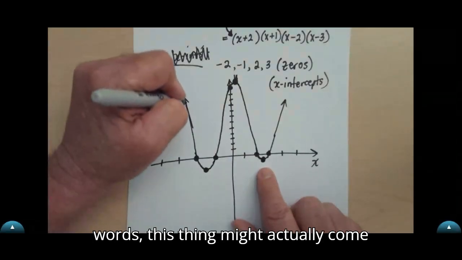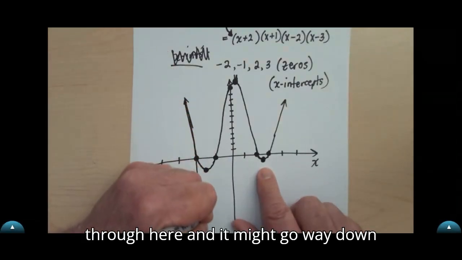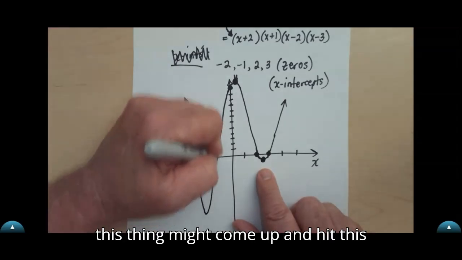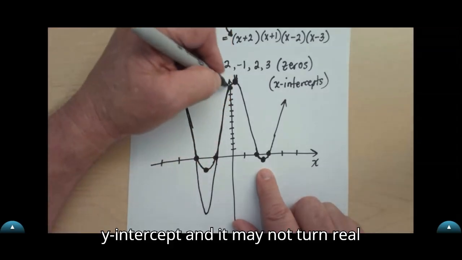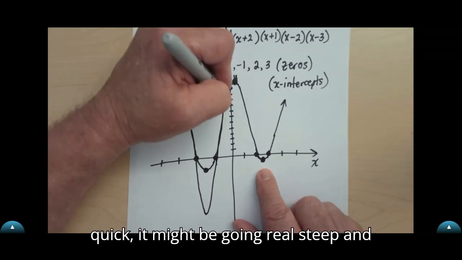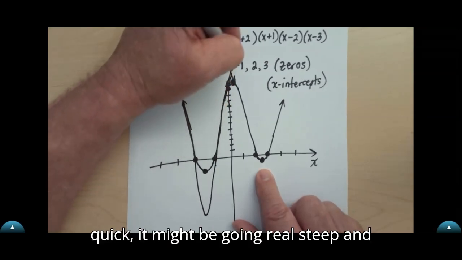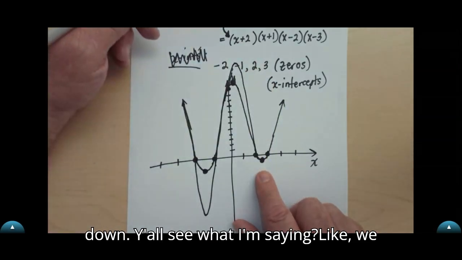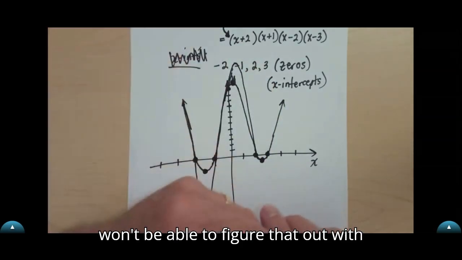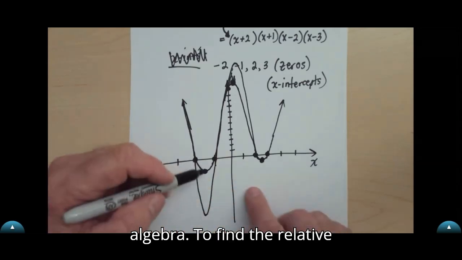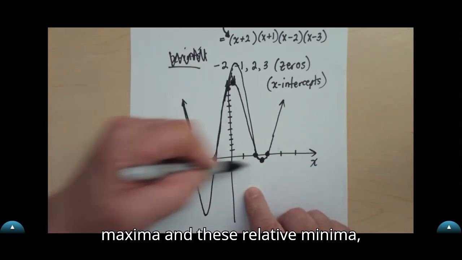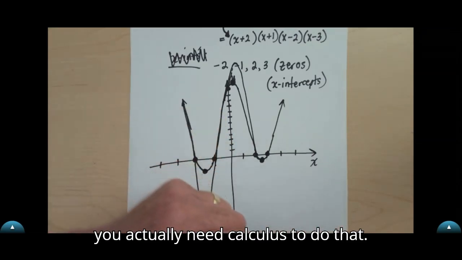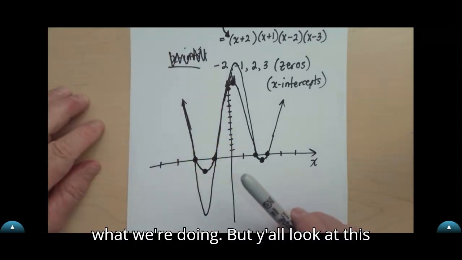In other words, this thing might actually come through here and it might go way down before it turns and comes back up. And this thing might come up and hit this y-intercept and it may not turn real quick. It might be going real steep and go way up before it turns to come back down. Y'all see what I'm saying? We won't be able to figure that out with algebra. To find the relative maxima and these relative minima, you actually need calculus to do that. So that's kind of beyond the scope of what we're doing.